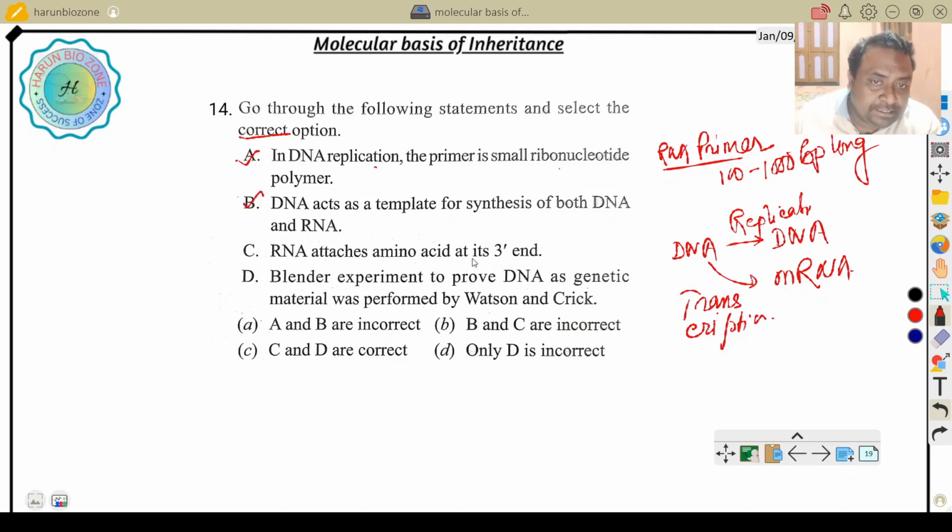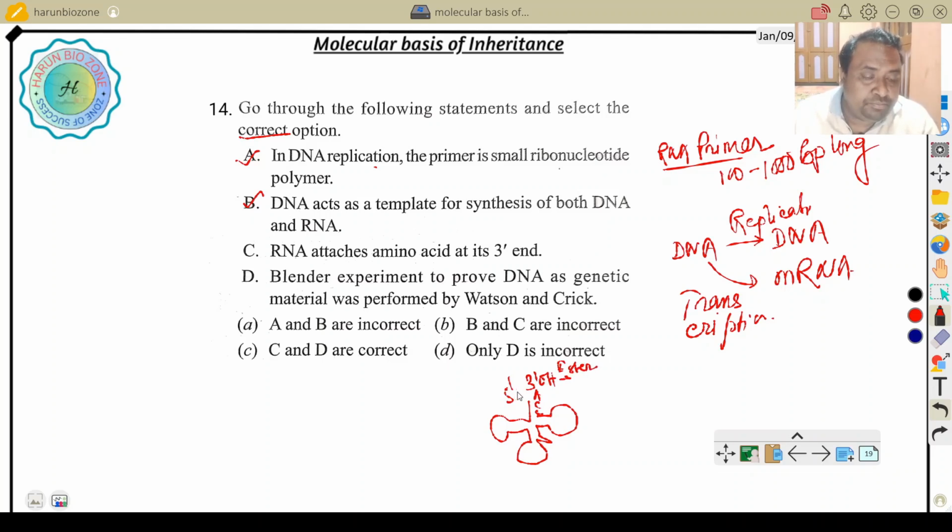tRNA attaches amino acid at its 3' end. Here, this is the clover leaf model of tRNA, and this is the site of ACC. This is the 5' end, this is the 3' hydroxyl site where the ester bond is formed, okay, or peptide bond is formed, and the amino acid binds here. So tRNA attaches amino acid at its 3' end.